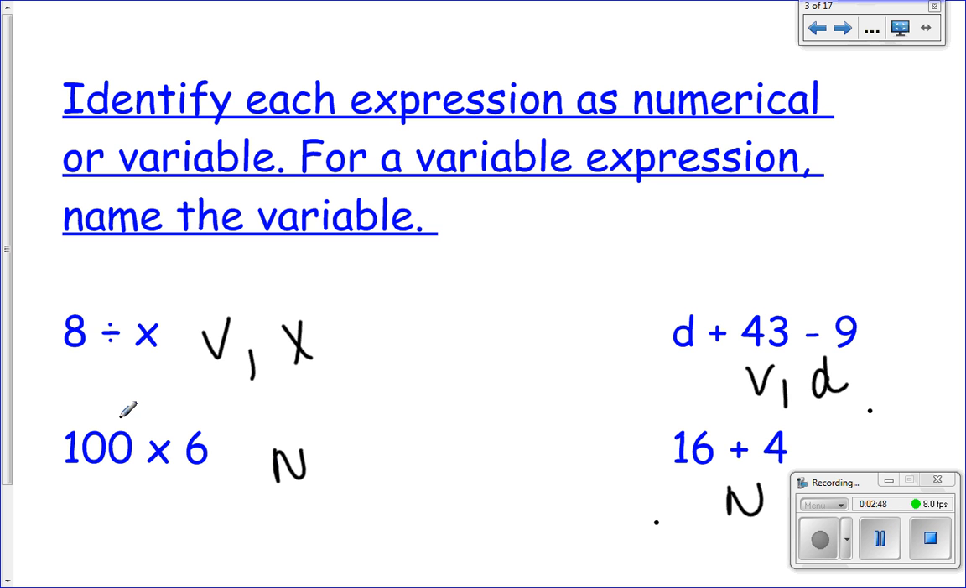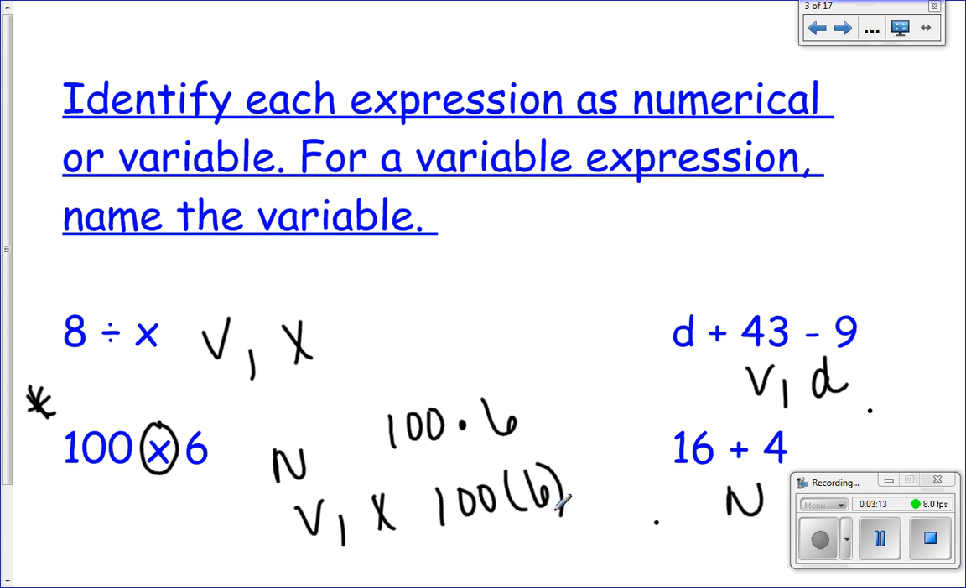However, I want you to put a star next to this because you will not be seeing the multiplication signs used with the X because that looks like a variable. It could be the letter X. If you put variable and put X as your variable, I would also accept that. You're going to see multiplication represented with a dot, so 100 times 6, or you may even see it represented with parentheses. The letter X, or the times sign, will not be used when we're looking at expressions. It can be, but might not be. 16 plus 4, there's no variables, so it's a numerical expression.